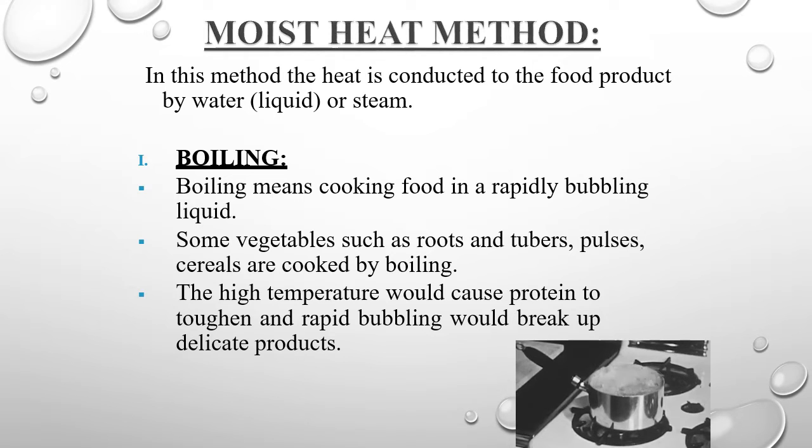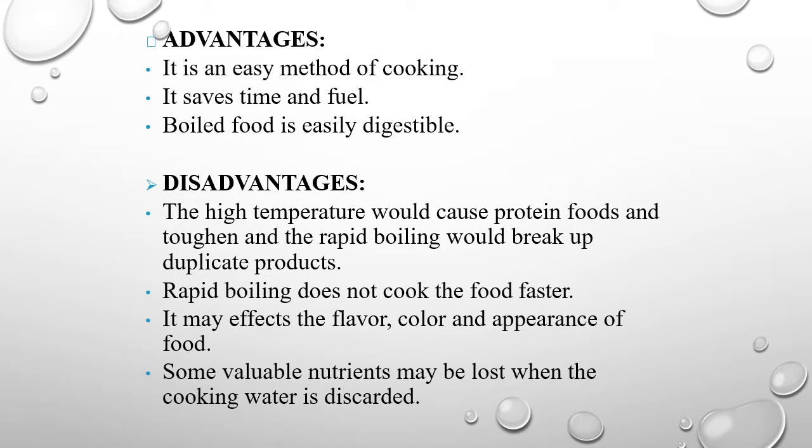The high temperature would cause the protein to toughen, and the rapid bubbling would break up the delicate product. One example of this protein toughening is egg boiling. The advantages of the boiling method are that it is an easy method of cooking, and it saves time and fuel, and boiled food is easily digestible.